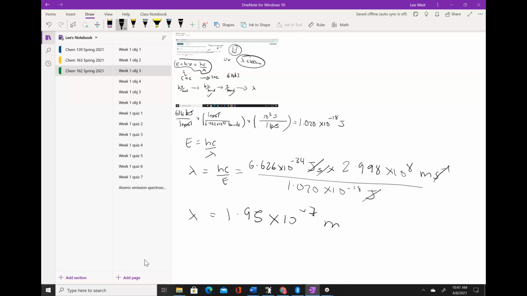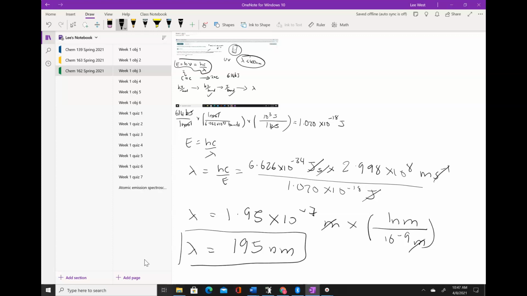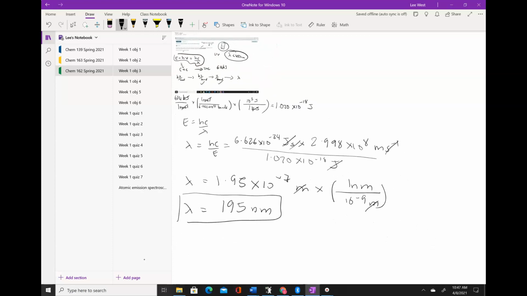And I'm going to turn that into nanometers just so I've got an easy reference. 1 nanometer is 10 to the minus 9 meters. There we go. And so then lambda is going to end up being 195 nanometers. And what did I say? It should be in the UV. And that is very firmly in the UV. It should have been less than 400 nanometers, and it is. So feeling pretty good about that.